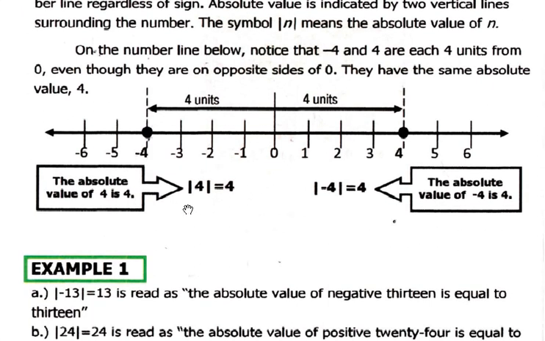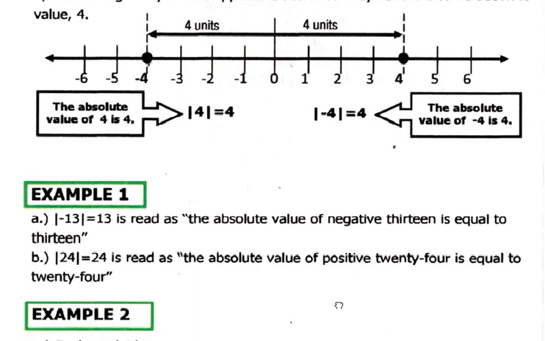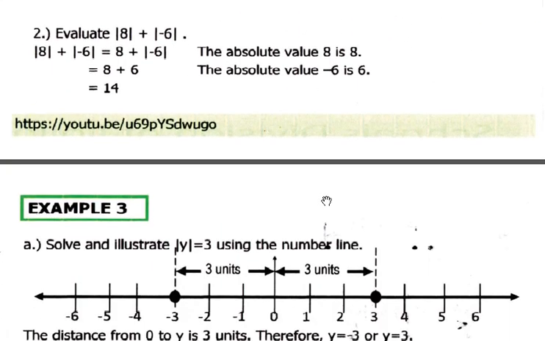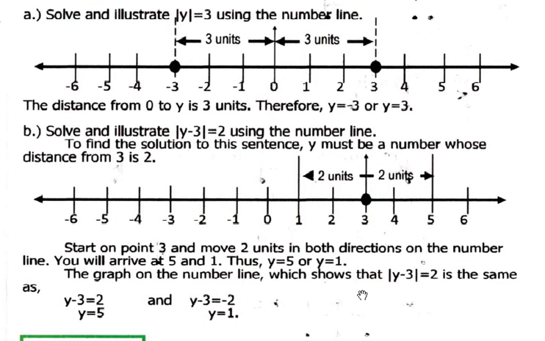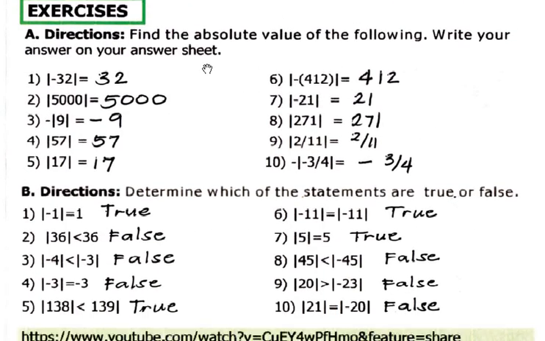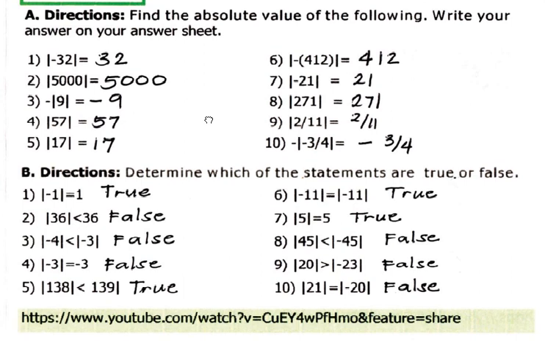So the absolute value of +4 is 4. And the absolute value of -4 is also 4. The examples given here are for you to self-study, and let me go over the exercises. I had written the answers already, but let us discuss as we go along the 10 numbers in exercise letter A. Directions: find the absolute value of the following and write your answer in your answer sheet.